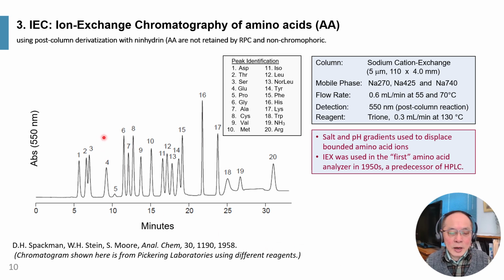In this chromatogram, in this diagram, we show an application of ion exchange chromatography of primary amino acids, or AA. Since amino acids are not retained by reverse phase, ion exchange is a better mode for retention. Also, since amino acids are not chromophoric and do not absorb UV, we need to use a post-column derivatization technique, typically with ninhydrin, in order to get absorbance in the visible wavelength.